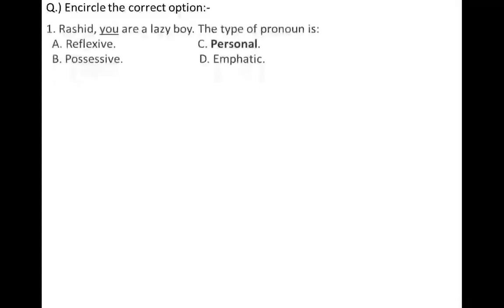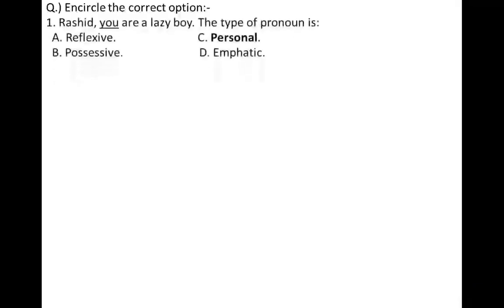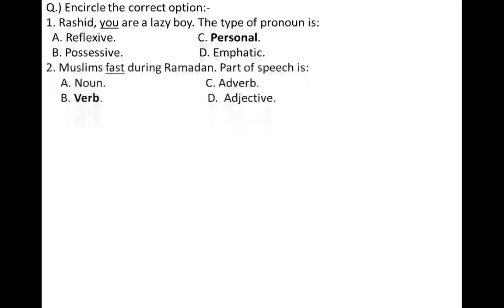Students, here are some sentences for you to do. Let's have a practice of it. Rashid, you are a lazy boy. The type of pronoun is reflexive, possessive, personal, or emphatic. The underlined word is you, and you is used for Rashid. We have already studied that you is a personal pronoun. Muslims fast during Ramadan. Part of speech is noun, verb, adverb, or adjective. Fast over here is used as a verb, so the answer is verb.